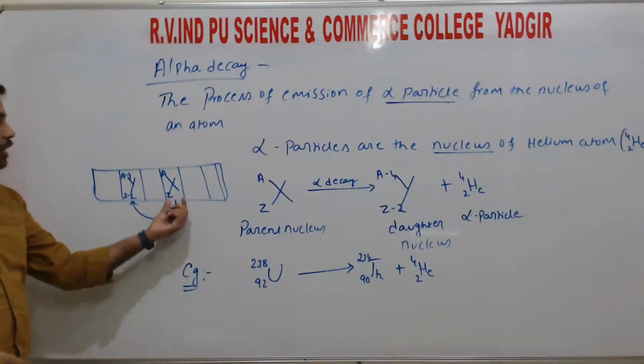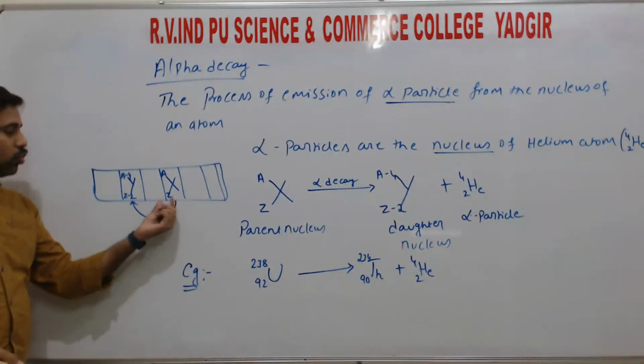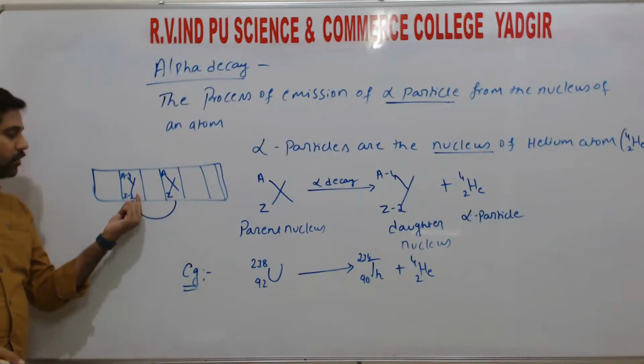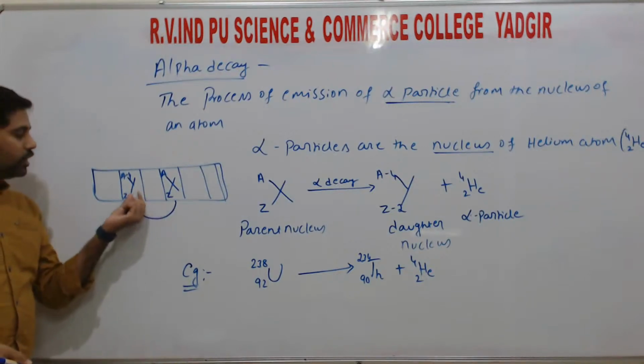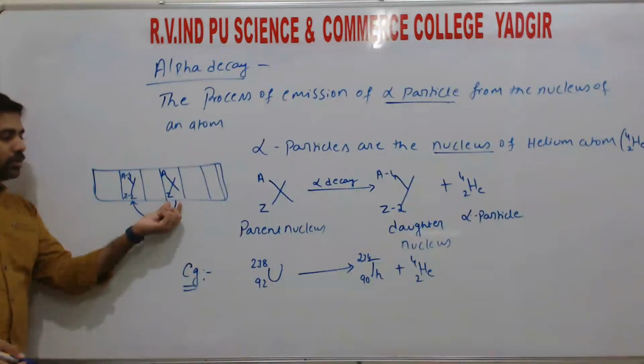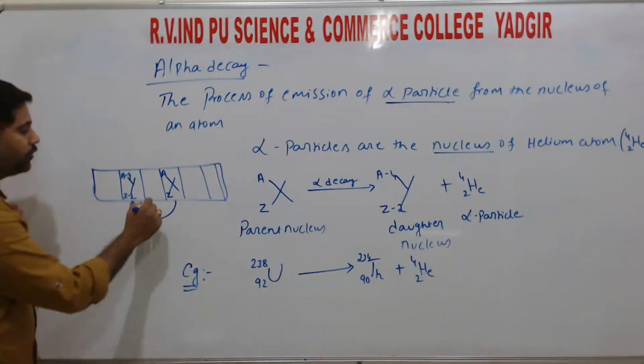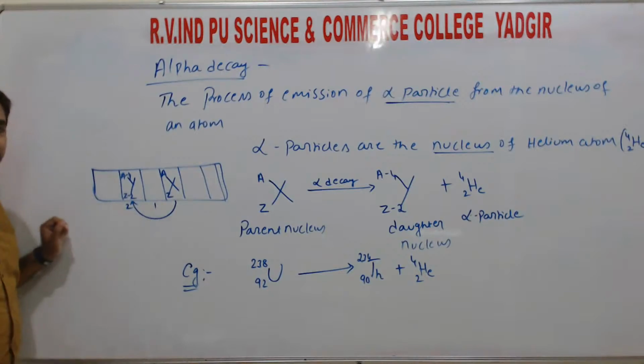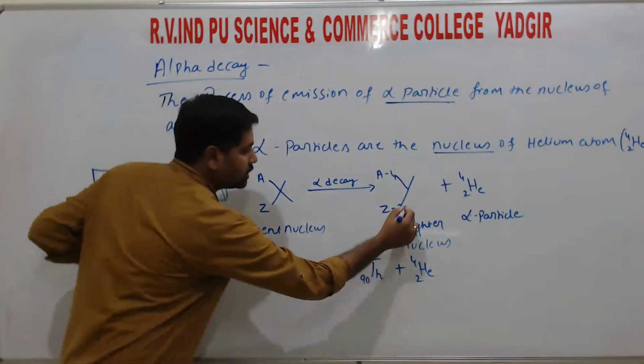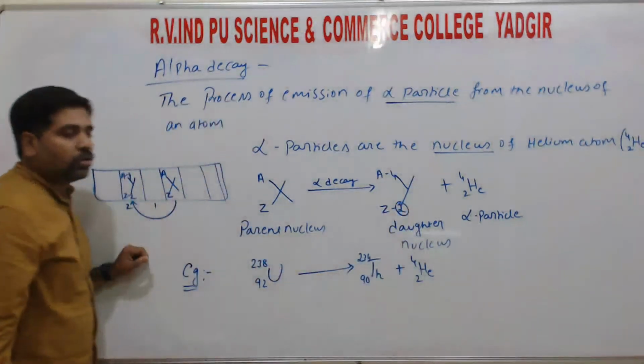That means it is present in the second row. This one is the first and this one is the second, right? So the shift is from here to here. That means it shifts by 1, and here it is 2, because the atomic number decreases by 2.